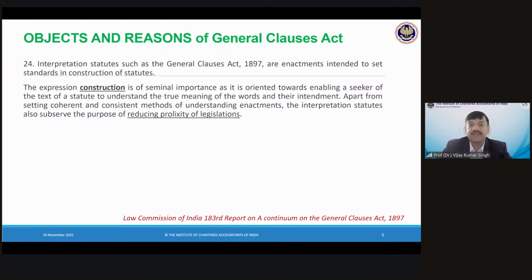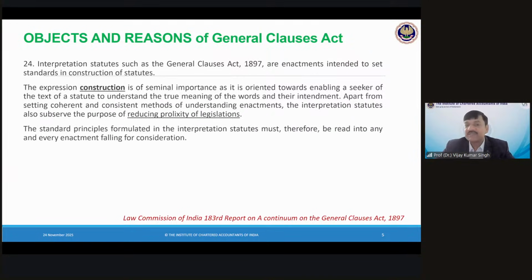Apart from setting a coherent and consistent method of understanding enactments, interpretation statutes like the General Clauses Act also subserve the purpose of reducing prolixity of legislation. And this we have been, and government has been, highlighting, and you are all aware that we are trying to move towards simplification of legal language, and laws should be made simple. The General Clauses Act attempts to reduce the complications in legislation by providing some standards. That is one of the objectives of the General Clauses Act.